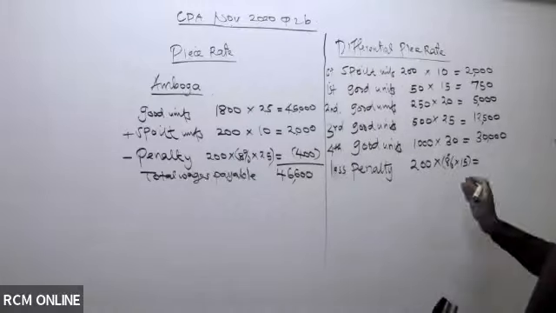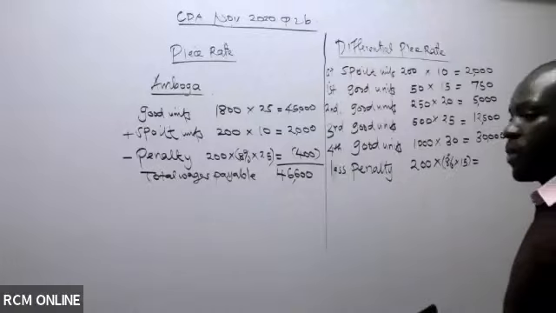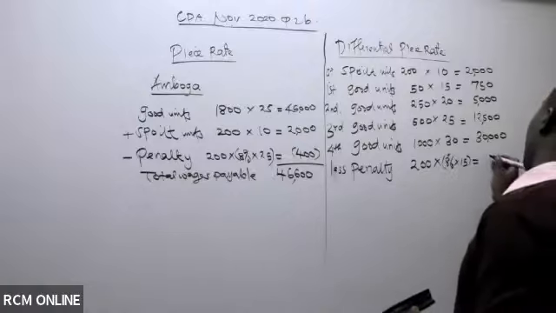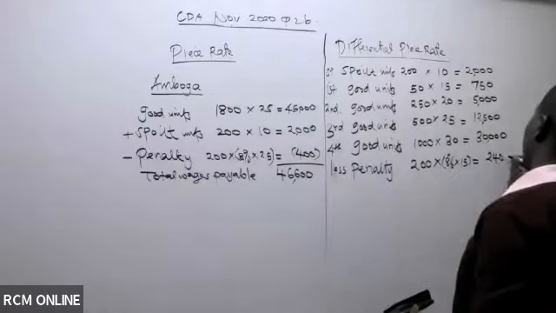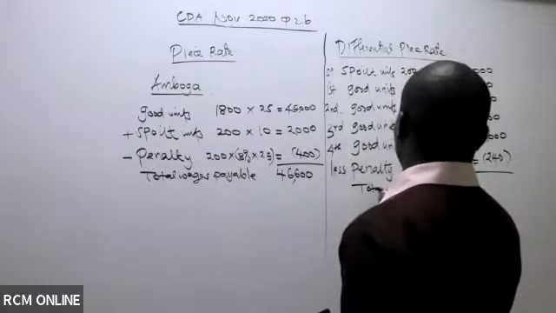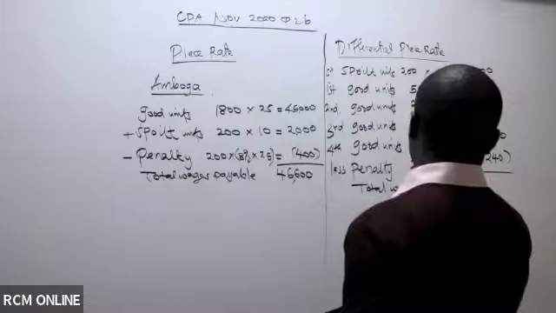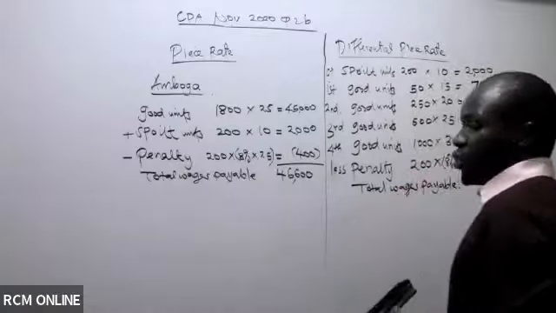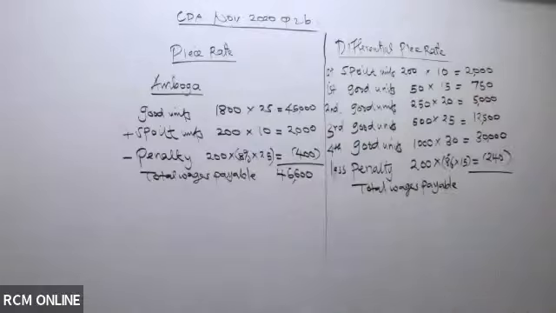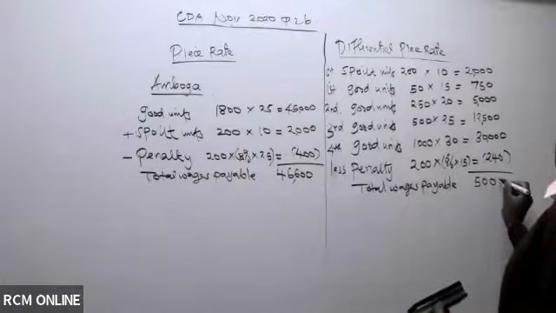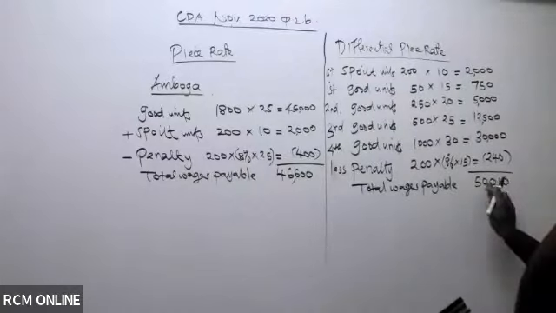1.2 by 200, what are you getting? 240. And we know very well that's a penalty, so we deduct. Can you give us the total wages payable? Total wages payable ni ngapi? Total wages payable is 50,010.